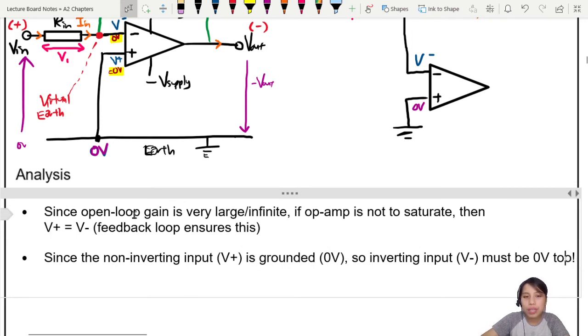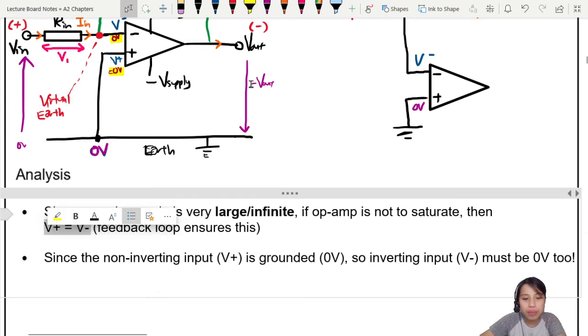So first one, open loop gain is very large, and you don't want your op-amp to saturate. We want to control it. So V plus equals to V minus. This is the important thing, so I'm going to highlight it. Then one of them is 0, so the other one must also be 0. Pretty good. But we still don't know how to use the equation and what is happening in the circuit up there. Never mind.